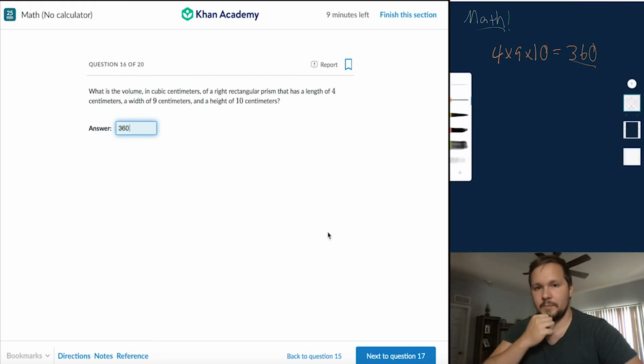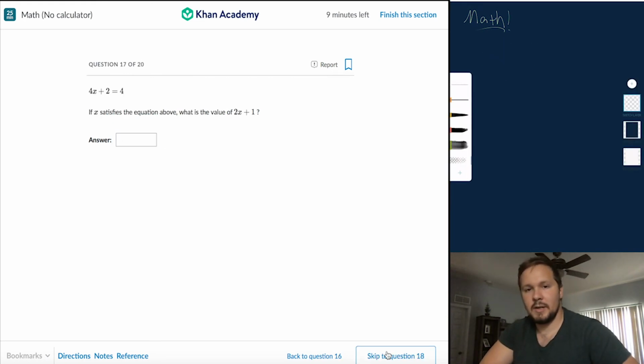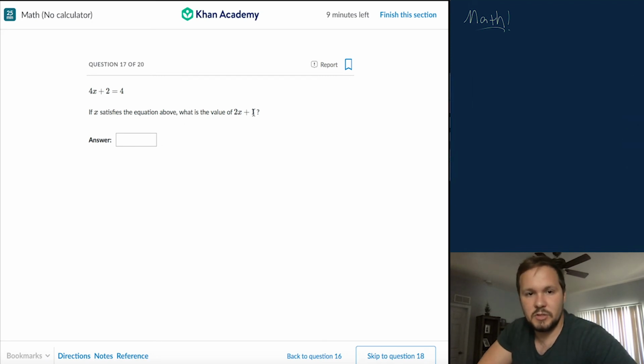All right. Now, if x satisfies the equation above, what's the value of 2x plus 1? Well, this is just double 2x plus 1, right? And double 2x plus 1 equals 4. So dividing that by 2 would be 2. The answer is 2.